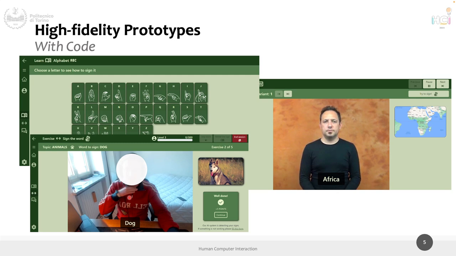Okay, but then everything else is implemented, and you can click here, see the video, and again, they did a lot of letters. They could have done even less for the prototype, to give the idea of that.